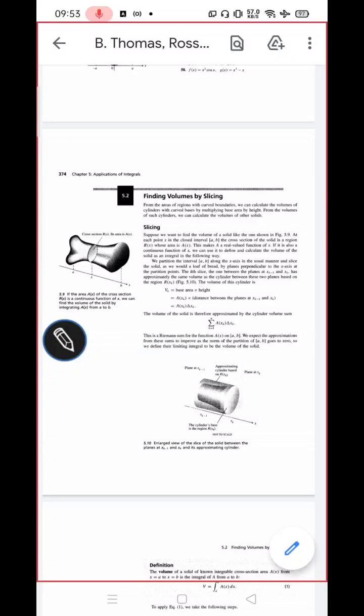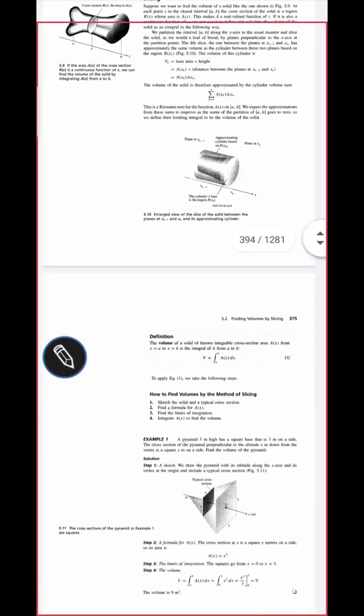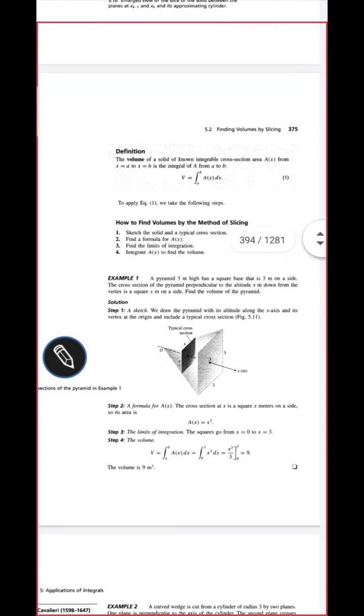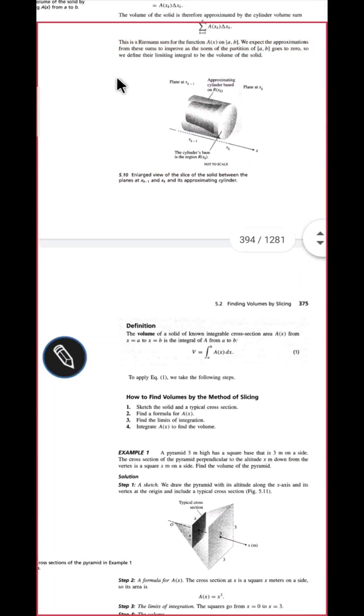Okay, so I'm using the book Thomas and Finney Calculus. In that, I wanted to just give you the formulas. The first one is the formula for volume. The topic is to find the volume by slicing. If you have something cylindrical and you want to find the volume, then what will you do?